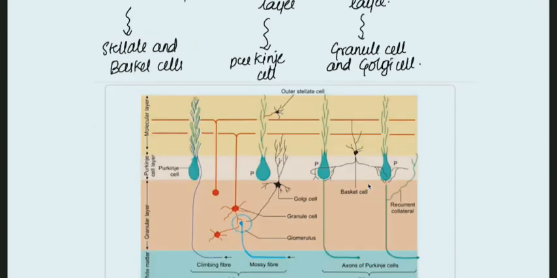So in the diagram we can see that the lowermost part is the white matter. Then we have the inner layer known as the granular layer, the middle single cell thick layer known as the Purkinje cell layer, and the molecular layer. In the molecular layer we have the stellate cells as well as the basket cells. In the Purkinje cell layer, only Purkinje cells are seen. While in the granular layer, we have the granule cell as well as the Golgi cell.